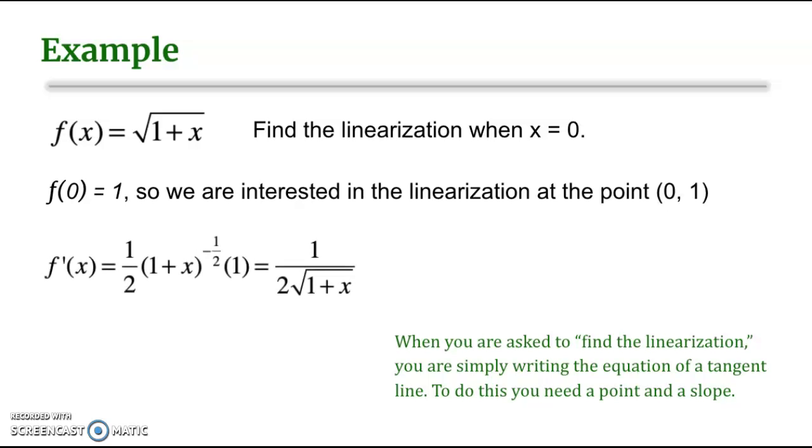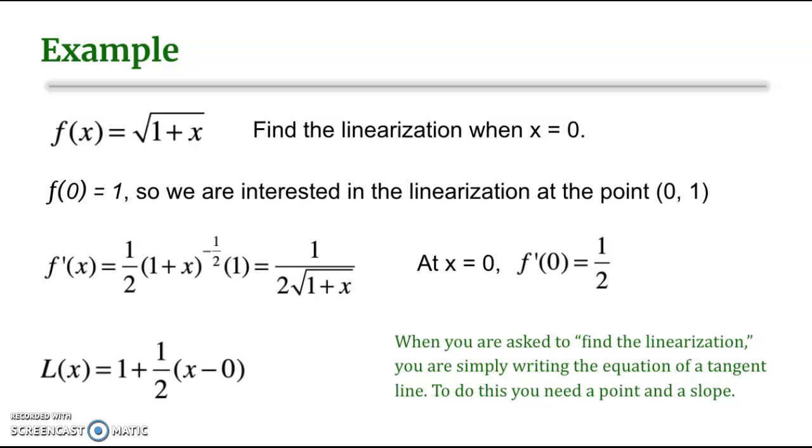To find the slope, I need to find the derivative of the original function, which I've just done. And then I'm going to substitute a 0 in for x, and I'm going to find that the slope is 1/2. And so now I have the point and the slope, and I can go ahead and write the equation of the line that's tangent to the original function at that point. And if I clean it up a little bit, I end up with L of x equals 1 plus x over 2.